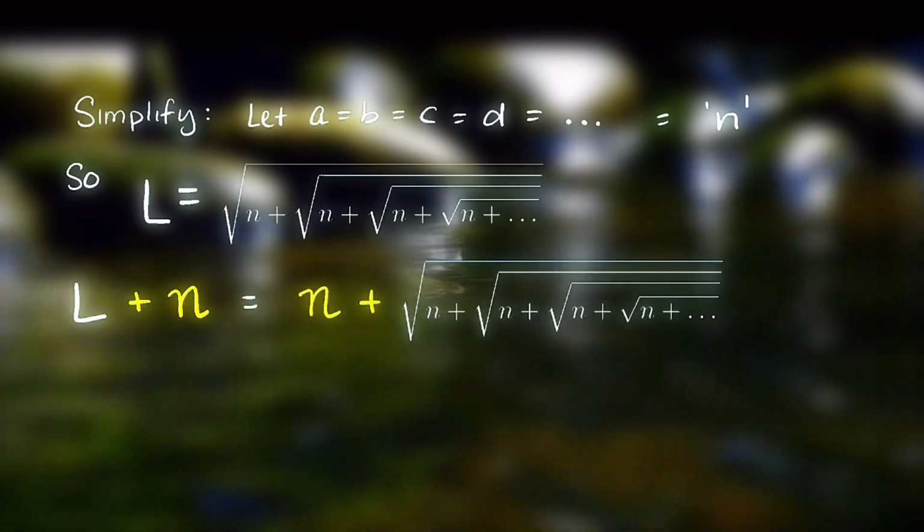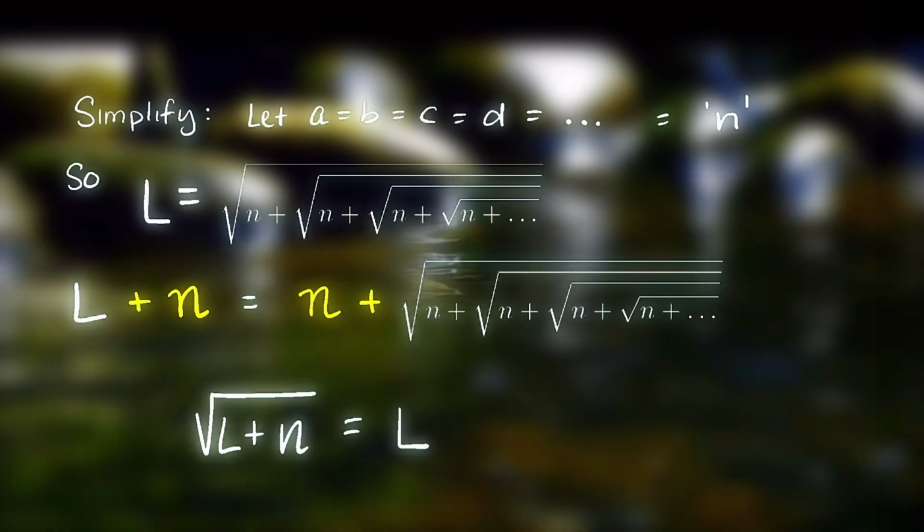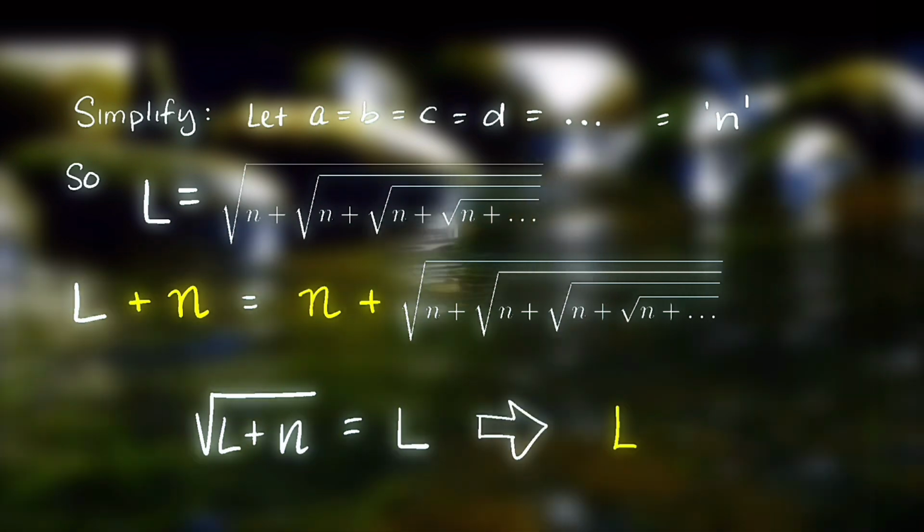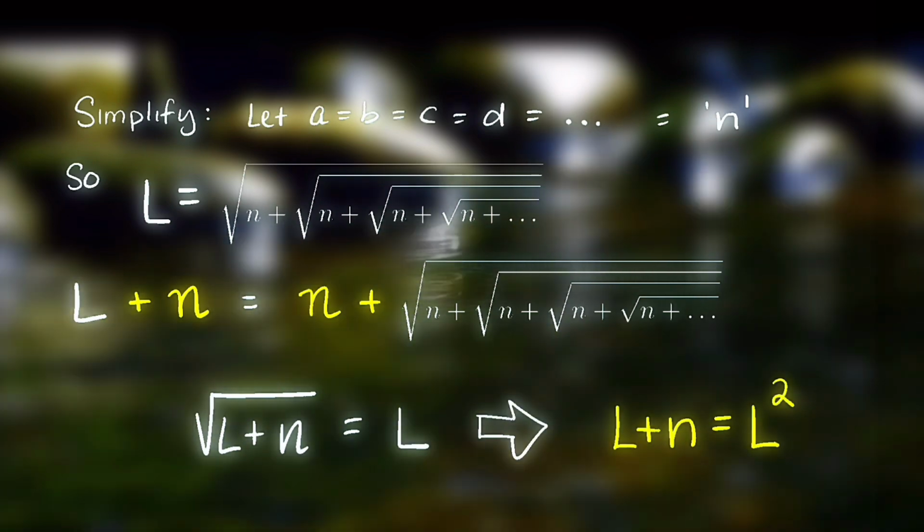Now if we add n to both sides of this equation, we get this. And if we take the square root of both sides of this equation, the right-hand side is equal to L. Therefore, we may write the equation L plus n equals L squared, or L squared minus L is equal to n. Now, L is equal to this continued radical, and with this formula we can find the n that goes with a specific L.